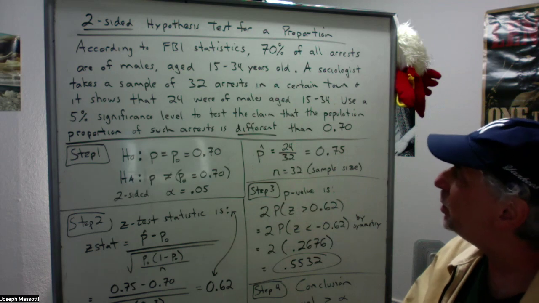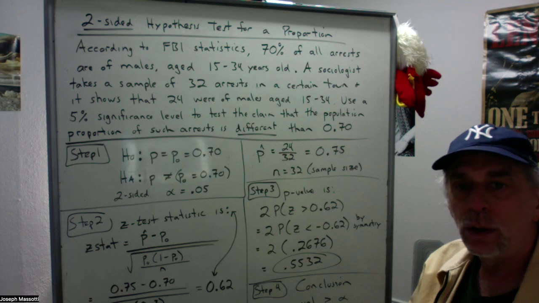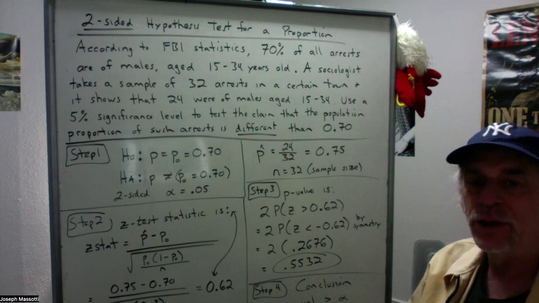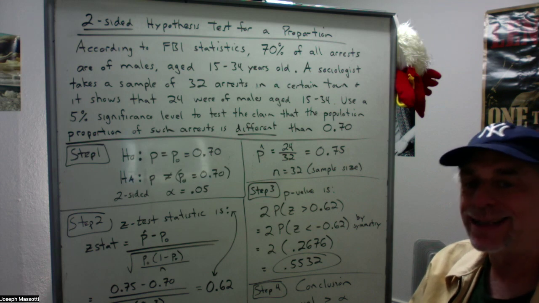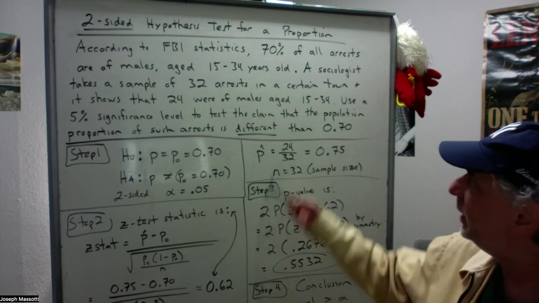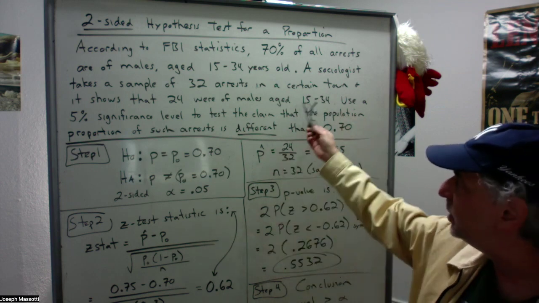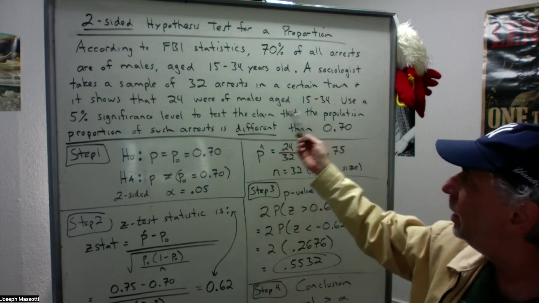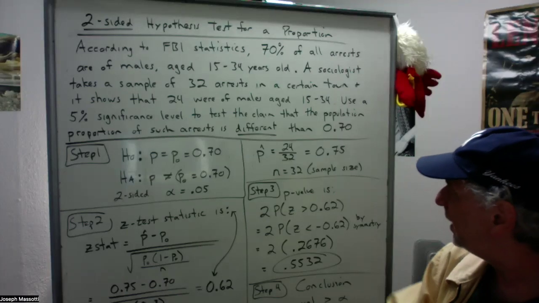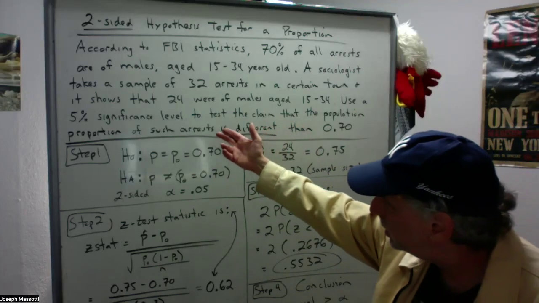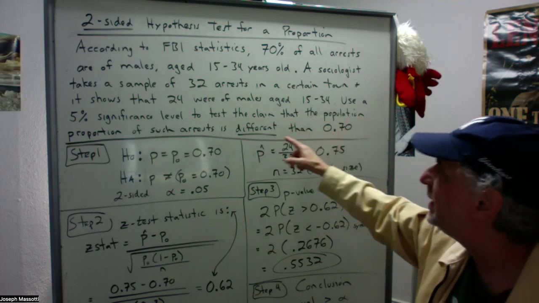So here we have a situation. According to FBI statistics, 70% of all arrests are of males aged 15 to 34 years old. A sociologist takes a sample of 32 in a certain town that he lives in, and it shows that 24 of them were males aged 15 to 34. And we want to use a 5% significance level to test the claim that the population proportion of such arrests is different.